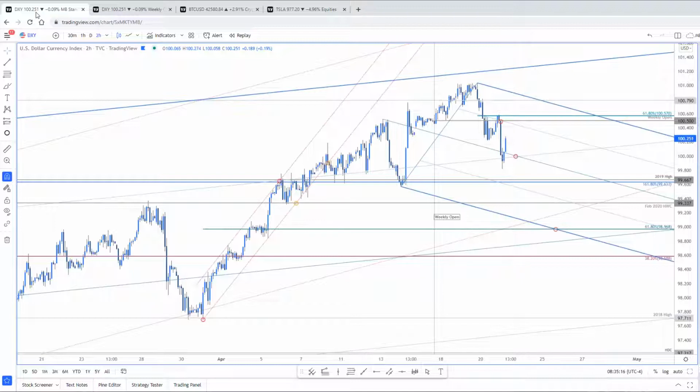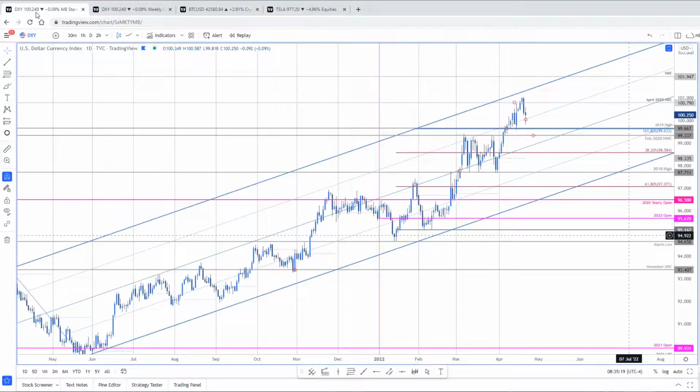Intraday and daily. Right on, it says got it.